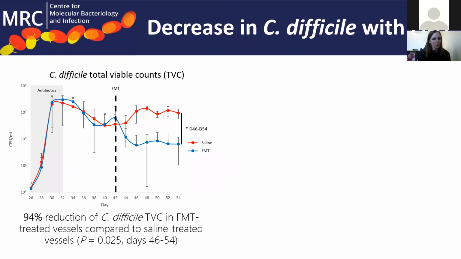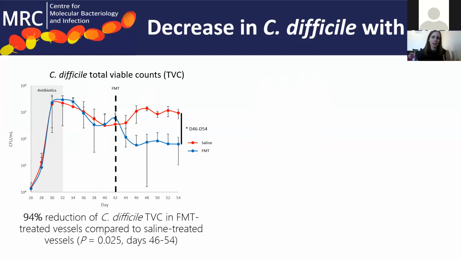So this plot here is showing you the growth of C. diff over the course of the artificial gut experiment. At the beginning, you can see a sharp increase in C. diff, and this is in response to antibiotics that were administered. And then these counts start to stabilize. Then you can see here on day 42, we administered FMT to the vessels in blue, and the saline was administered to the other control vessel. And we saw a significant decrease in the growth of C. difficile in response to the FMT treatment as compared to the saline treatment.